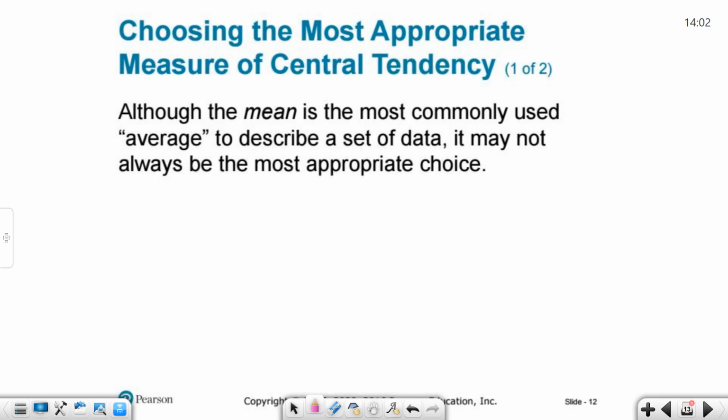Okay, the next thing they start talking about, I don't think I ask you very many questions like this, but they ask you, what is the best way to describe the data?